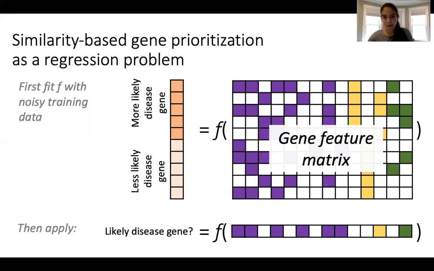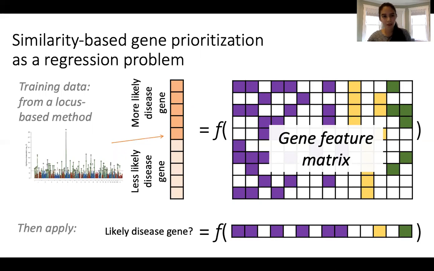So where are we going to get this more likely or less likely to be a disease gene? From the GWAS itself. Locus-based methods are not perfect, but they have a lot of signal. By using a method that gives a score to every gene in the genome, where the score is higher if the gene is more likely to be a disease gene and lower if it's less likely, that will give us a lot of noisy but informative training data that we can then use to find F.